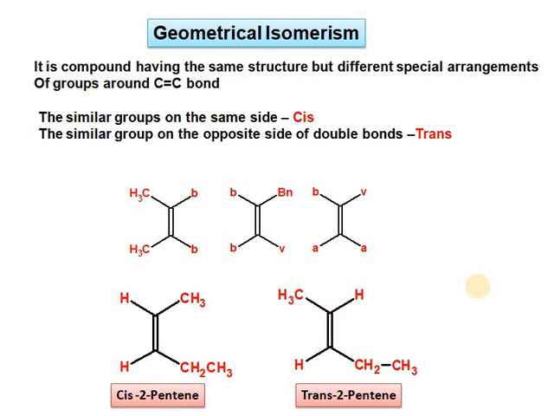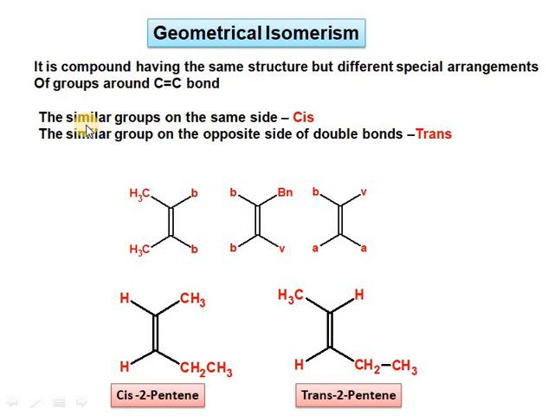Two types of stereoisomers are there: optical isomers and geometrical isomers. Firstly, we are going to learn geometrical isomers. Geometrical isomerism may be characterized by various compounds having carbon-carbon double bonds, because of their molecular symmetry, and the compounds do not rotate the plane of polarized light.